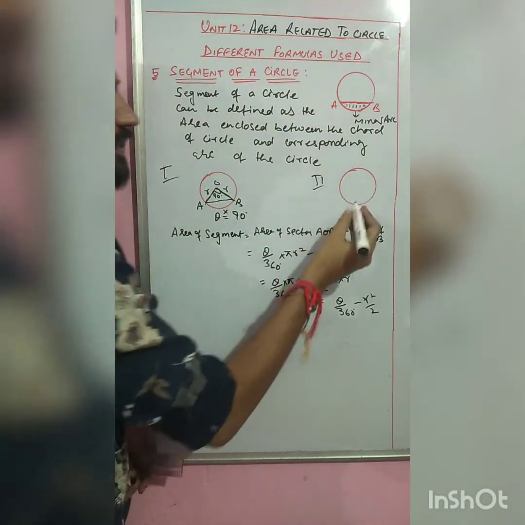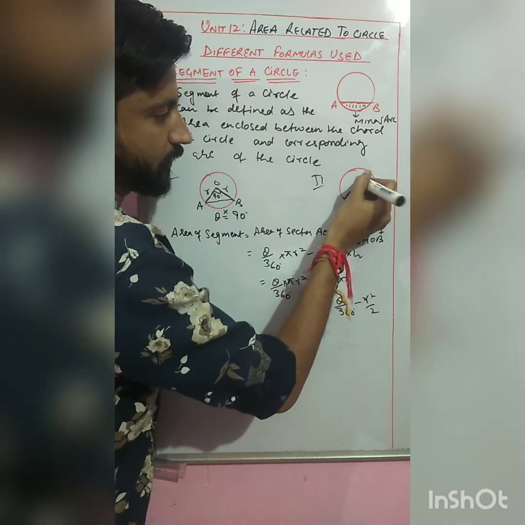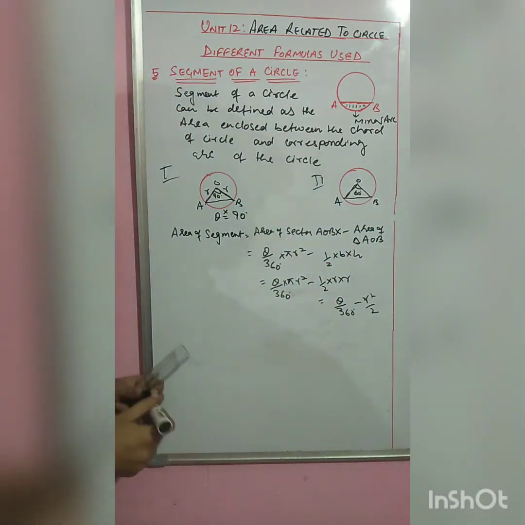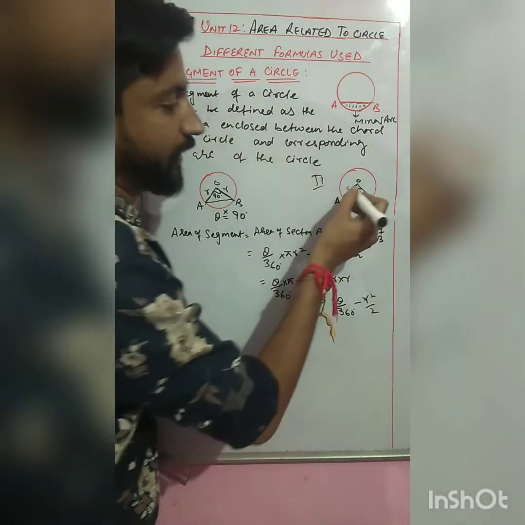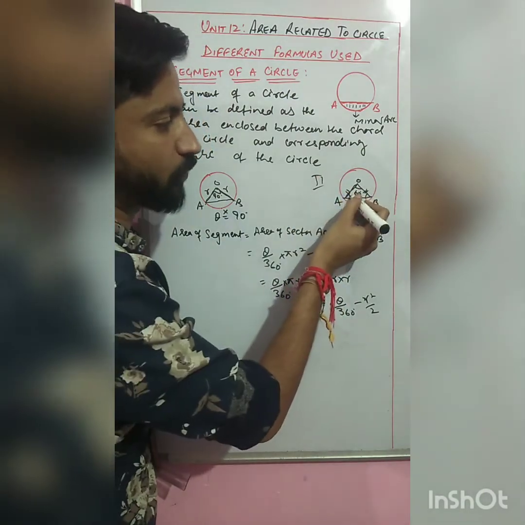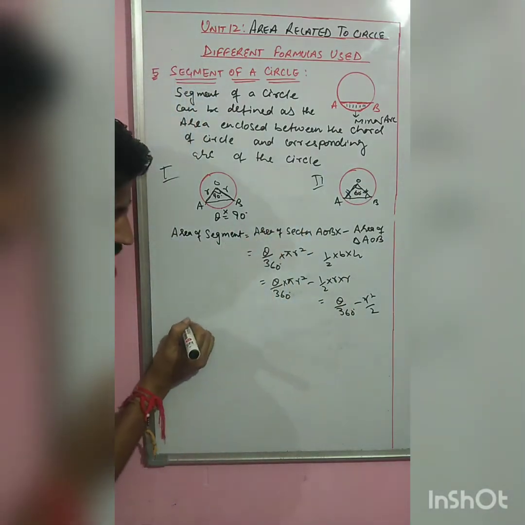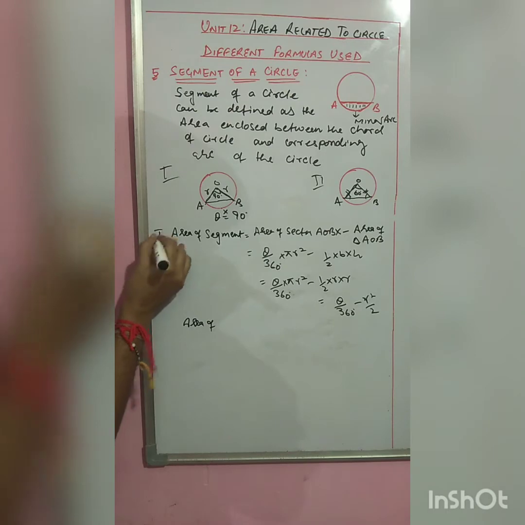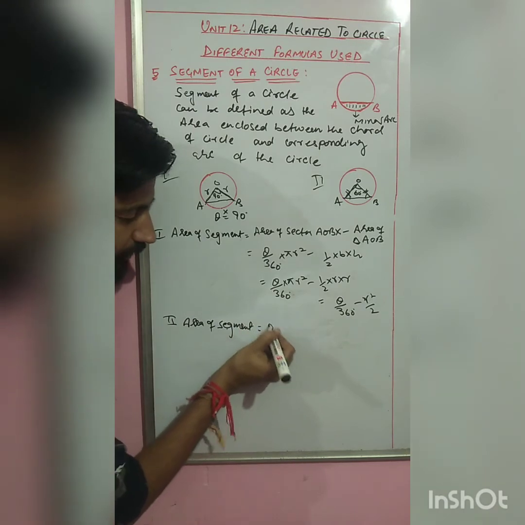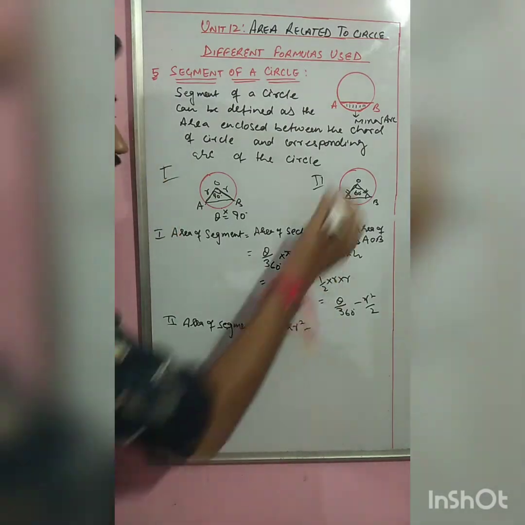Now case 2: suppose the angle between the radii is 60 degrees. Listen students, if this is 60, then angles A and B are also equal, so by the angle sum property these two angles would also be 60. So it becomes an equilateral triangle. So now the area of segment is theta by 360 into pi r square minus the area of triangle AOB.